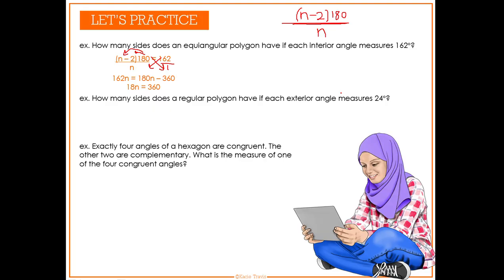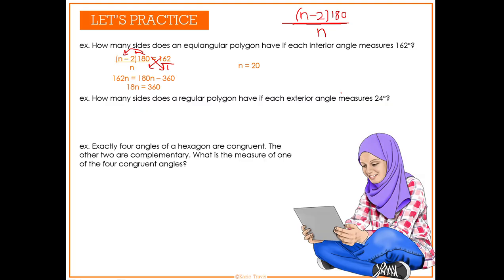I moved the 180 to the other side. Actually, no, I see what I did. I moved the 162 to the right, and I moved the 360 to the left, so I don't have to deal with any negatives right now. That's how I got the 18n equals 360. When I divide both sides by 18, that tells me that n is 20, which means that the number of sides on this polygon is 20. It's a 20-gon.